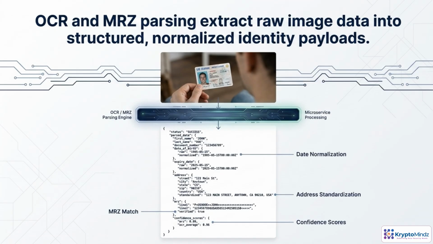In a production KYC flow, the raw document image is just the starting point. OCR extracts visible fields, while MRZ parsing gives a second, strongly structured source of truth. A parsing engine turns both into a normalized JSON payload: standardized dates, canonical address formats, and clearly labeled attributes. Crucially, it also attaches confidence scores, so downstream services can decide when to auto-approve, trigger step-up verification, or send the case to manual review.